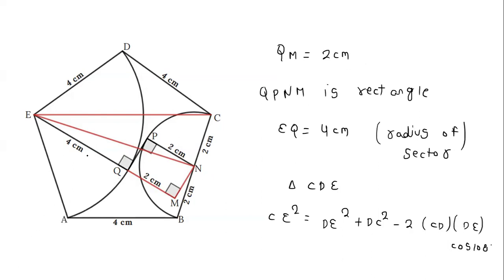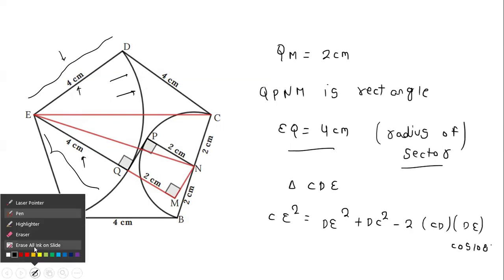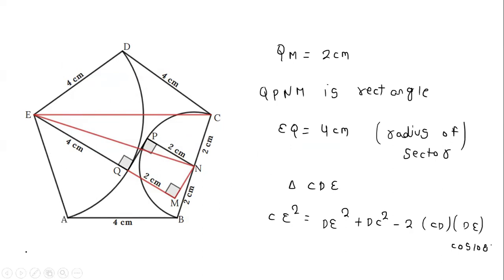So now you can also know this EQ distance is 4 centimeter, which is the radius of this sector, because this is the side length, which is also 4 centimeter and which is also equal to the radius. So this distance is also 4 centimeter. So for this sector, this side length is equivalent to the radius. So now we know all these things. Now what can we do further?